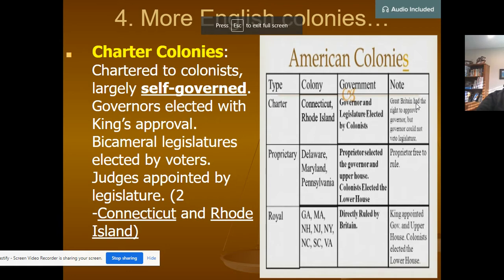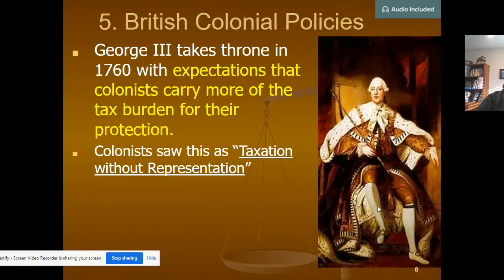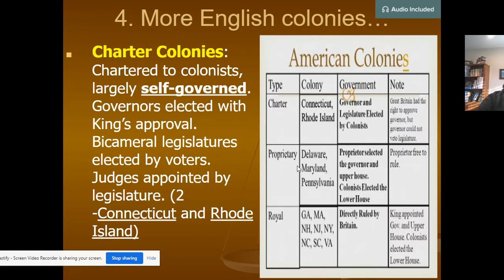All right. Britain had the right to approve the governor, but the governor cannot veto the legislature. So a little more power, proprietor free to rule. So in these systems, the leader had a lot of power, like William Penn or the leader of Maryland, Delaware. I think Maryland was Lord Baltimore. Early leaders, Delaware, I'm not sure, but you see they got a lot of renown.